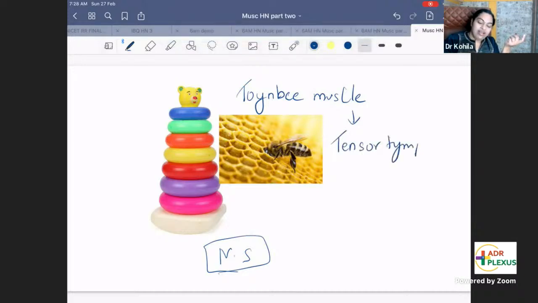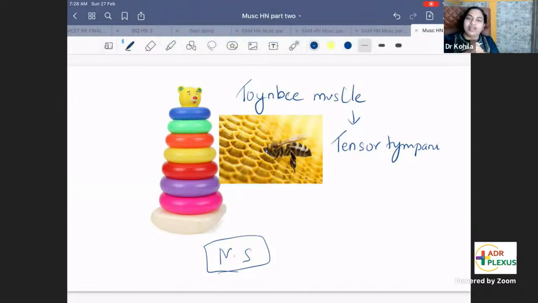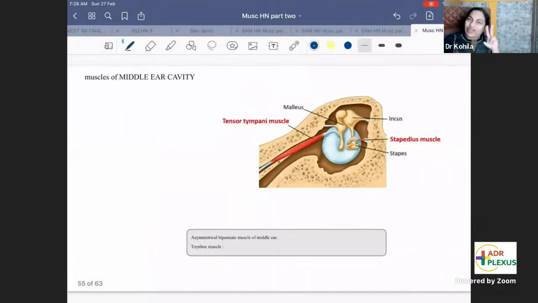Tensor tympani. Where do you get to see this muscle? Guys, are you awake? Where is tensor tympani located? Eustachian tube, within the middle ear cavity. Okay, we have come to the last part of the lecture. Within the middle ear cavity, you have two muscles, tensor tympani and stapedius.